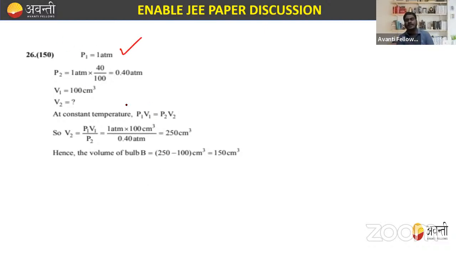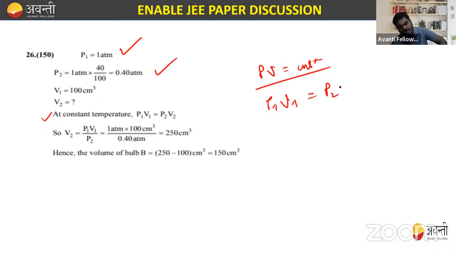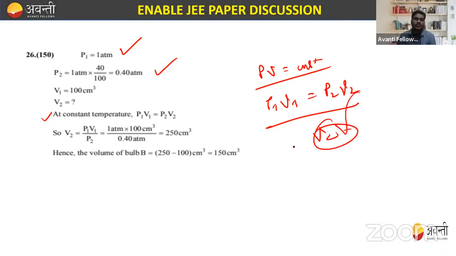P1 is already given, that is 1 atm. We can also calculate P2, so we get P2 as 0.40. Now at constant temperature, we know from Boyle's law that PV is equal to a constant. It means that P1V1 is equal to P2V2, right? From here only we can calculate V2. Values are given, just put them in the formula and you get it.